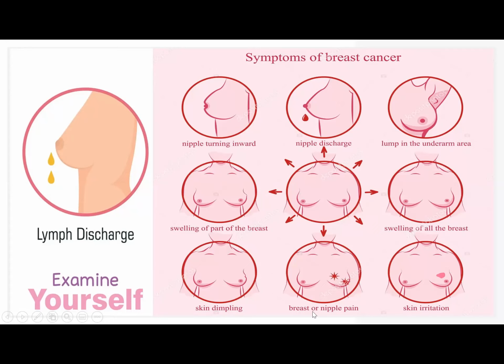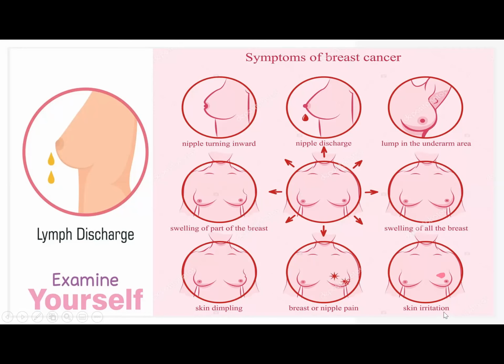The next one, breast or nipple pain. They will feel a lot of pain in the breast area or the nipple area, like a poking pain coming out, or very high heat pain. They will see it very hot in that area, very heated. So this needs to be taken care of.